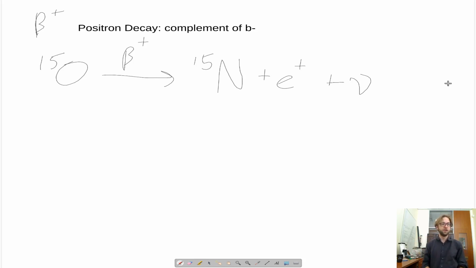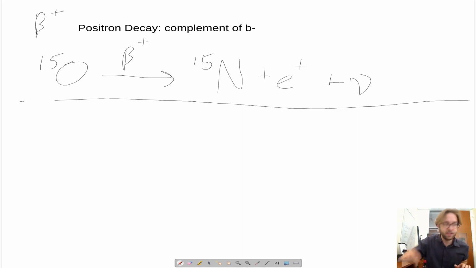And so these processes are very similar, but you'll note that they're not necessarily reversible. In theory, if you had exactly a neutrino and a positron and an N15 coming in at exactly the right angles, you could get O15 back out, but that is incredibly unlikely and doesn't really happen. Neutrinos don't really react with much of anything.